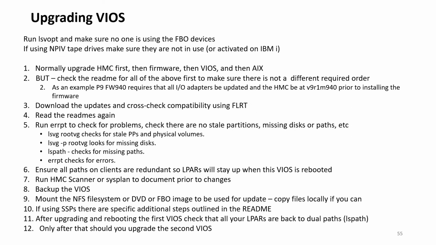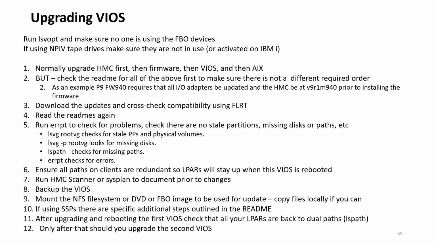I always run errpt, look for problems. If there are stale partitions, missing disks or paths, I'm not going to do the update. I'm going to fix that problem first. So there's a list of commands that you should use for checking that. And I want to make sure that all my paths are redundant, because if on the clients those paths aren't redundant, when I reboot this VIO server, those LPARs are going to go down.